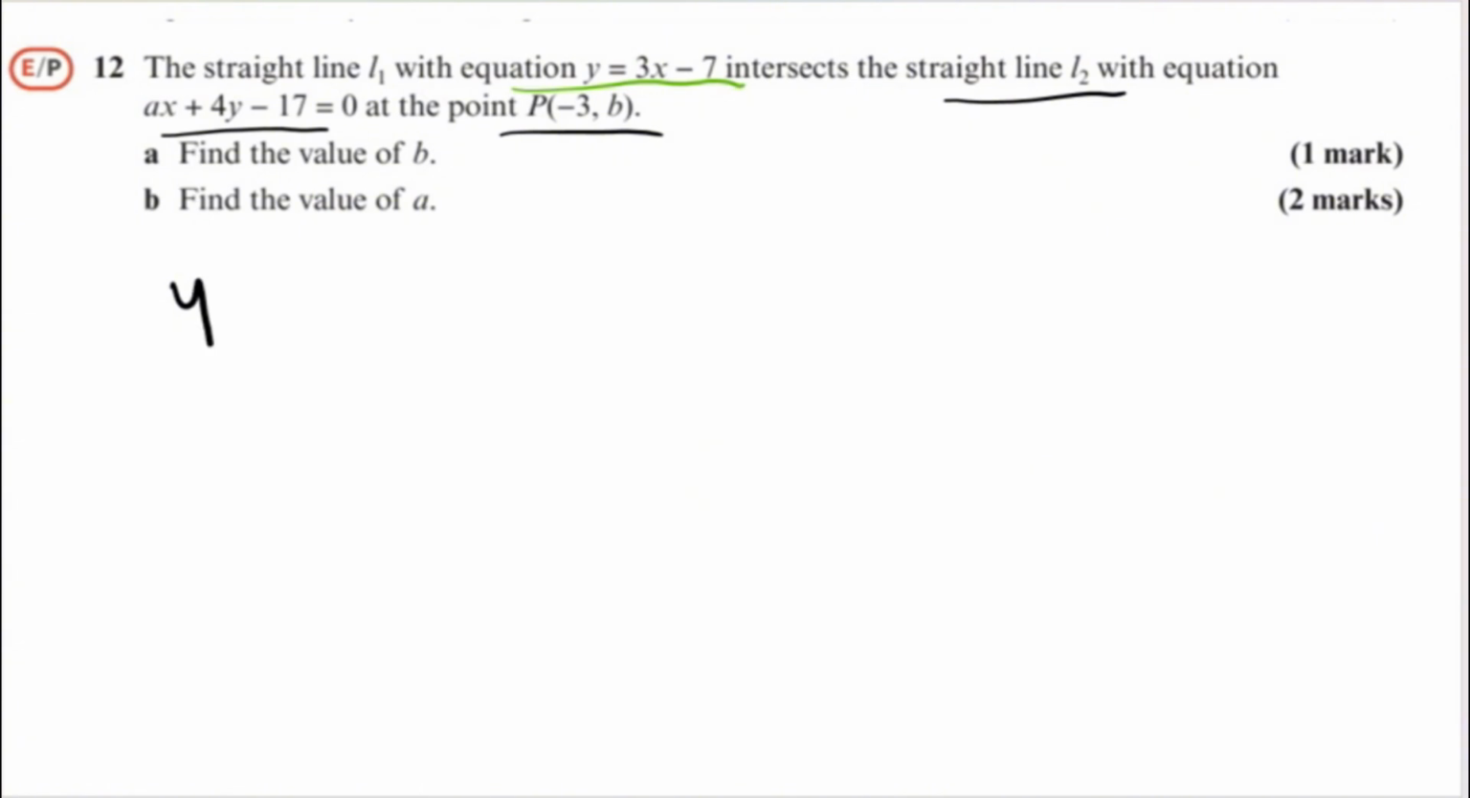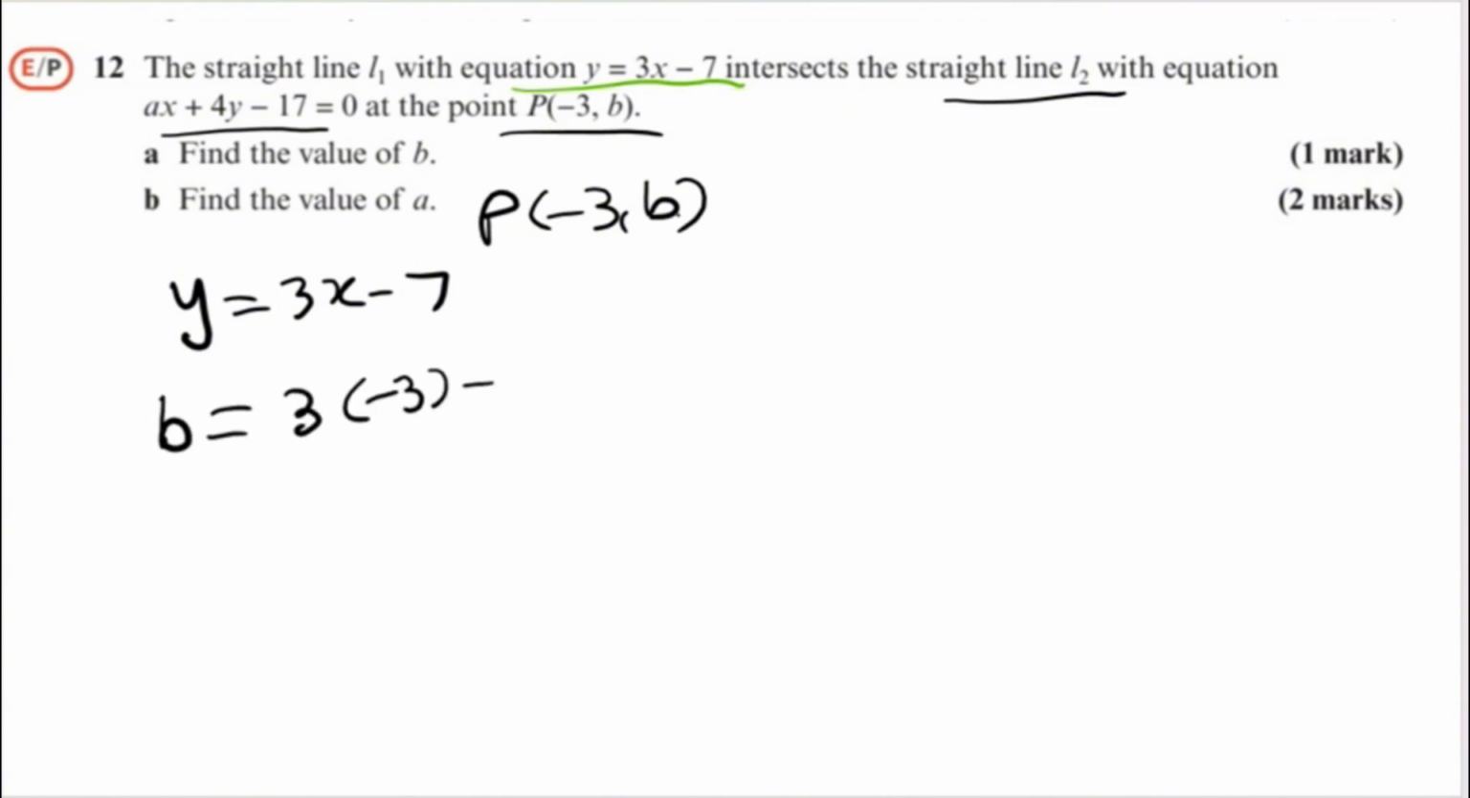So first I will use equation y is equal to 3x minus 7. And I know P minus 3, b is the solution of this line. So I will substitute b as y and I will substitute minus 3 as x. And I can simplify. So minus 9 minus 7, so the b I will get is minus 16. So this is my value of b.